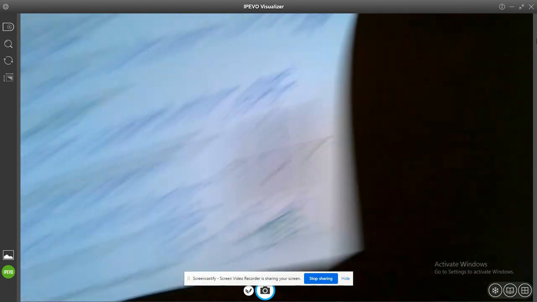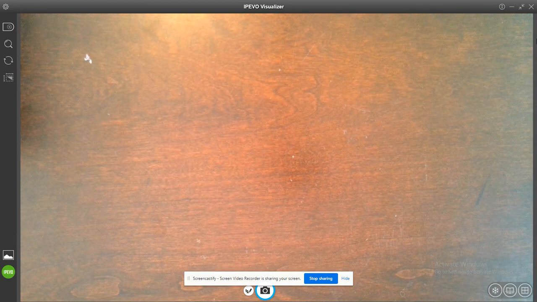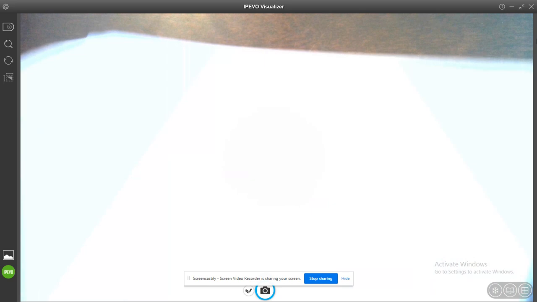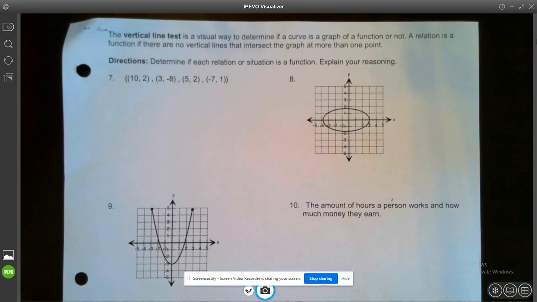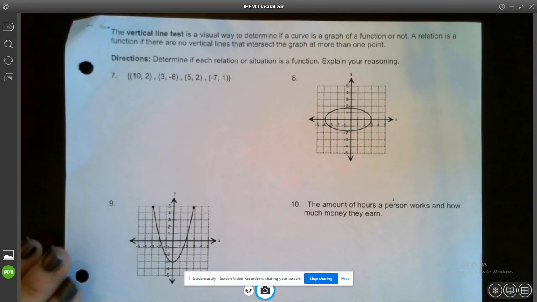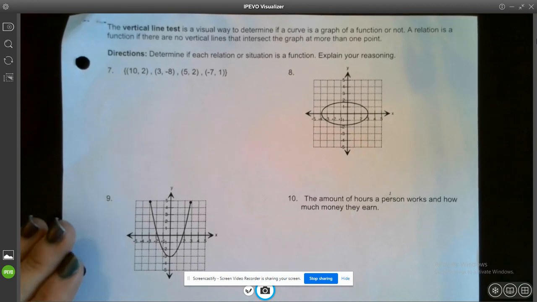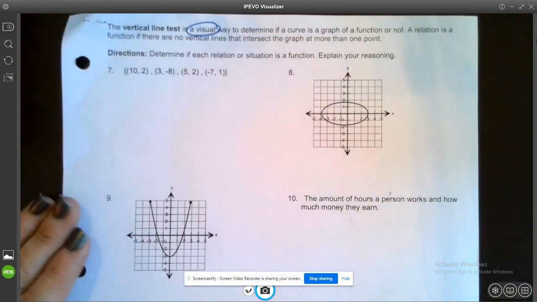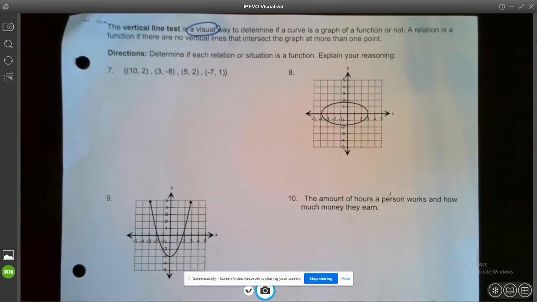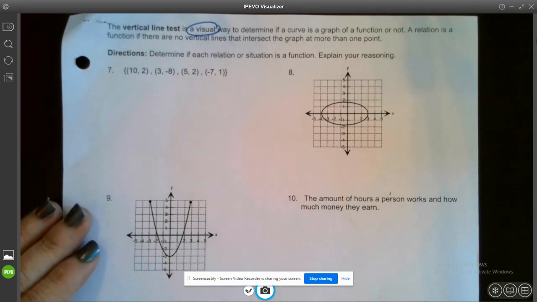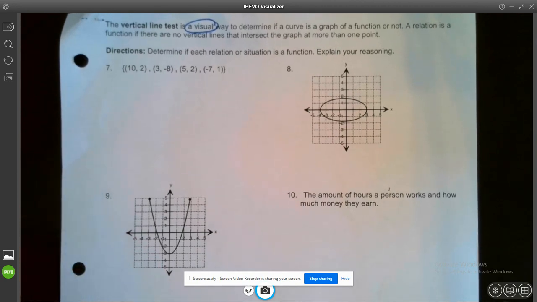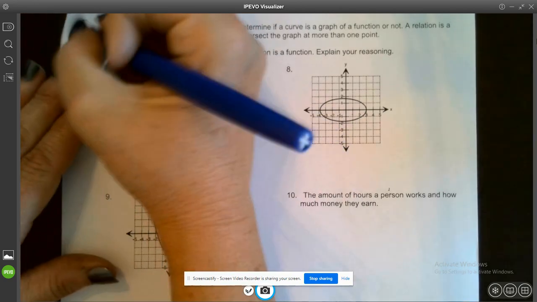You're already on the last page. The last page brings up the vertical line test, which is really easy and really awesome. The vertical line test is a visual way to determine if a curve is a graph of a function or not. A relation is a function if there are no vertical lines that intersect the graph at more than one point.